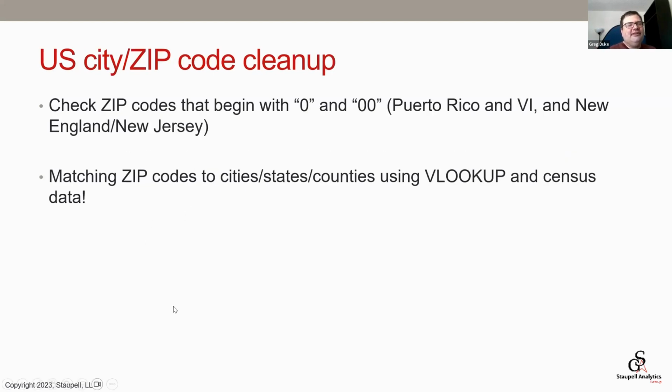U.S. city and zip code cleanup. One of the most common problems with zip codes is that the 0 and 00 will sometimes disappear from a zip code. And unfortunately, this is an Excel problem when you're adding things from a list. And yes, this is definitely at the feet of Excel. I apologize on behalf of Excel. But this is something that's easy to see, again, when you export, if the 0 and 00 disappear.